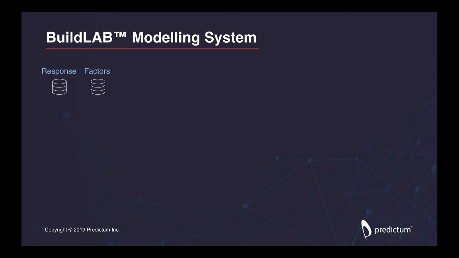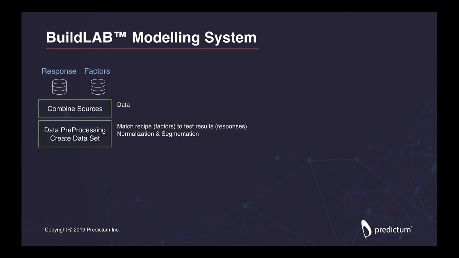We have to do some pre-processing to match recipes, the factors, if you will, with test results, the responses. There's normalization that often has to take place. Sometimes we have to segment data. So these are different things to work on and to try when doing the modeling. So that's the next step, the modeling, which is to work with the variant sets of data, but also variant hyperparameters. And Farhan's going to show us this in just a moment.